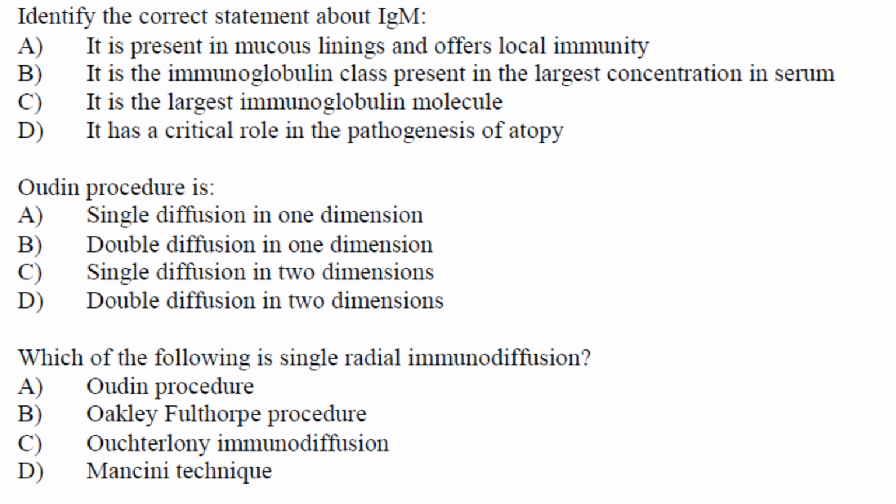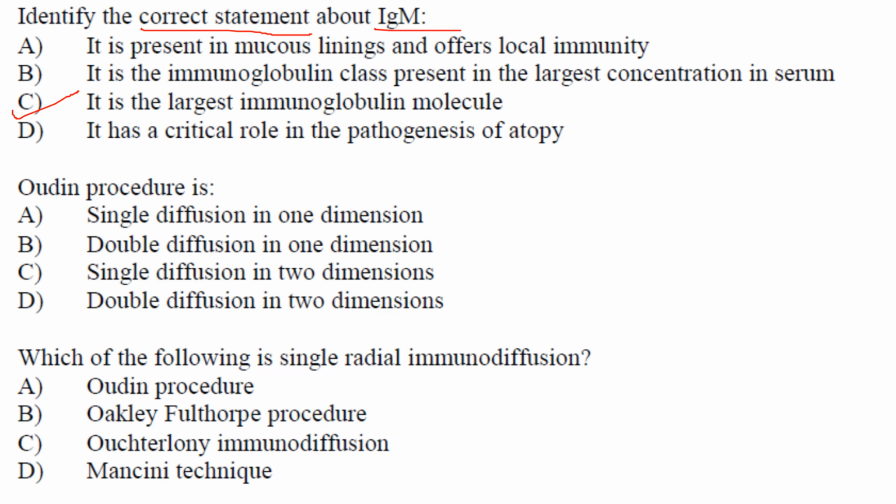Then identify the correct statement about IgM. It is present in mucous linings. It is IgA that is present in mucous lining and offers local immunity, so it is not IgM. You have to find the correct statement about IgM. It is the immunoglobulin class present in largest concentration in serum. No, it is IgG that is present. Then it is the largest immunoglobulin molecule. Yes, it is pentameric in structure. So C is the answer.